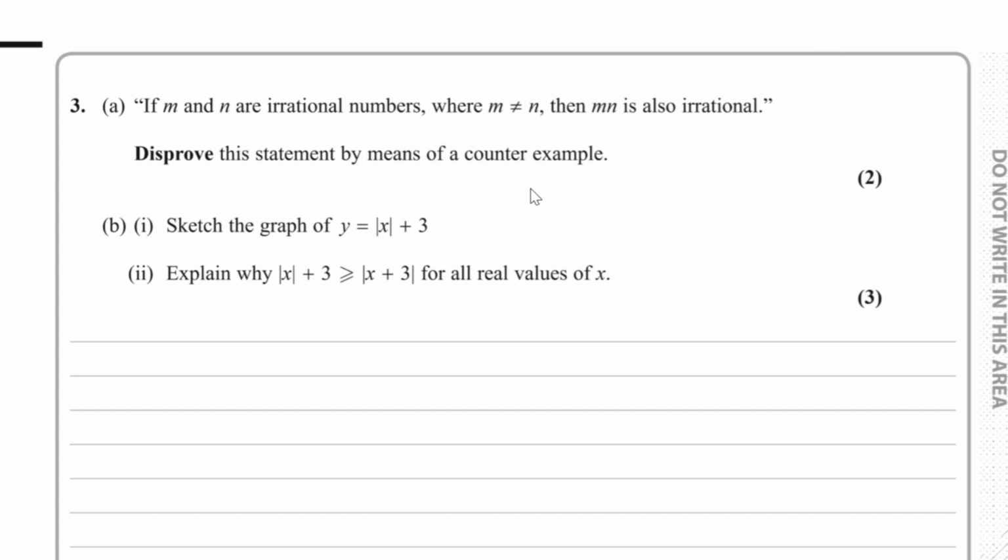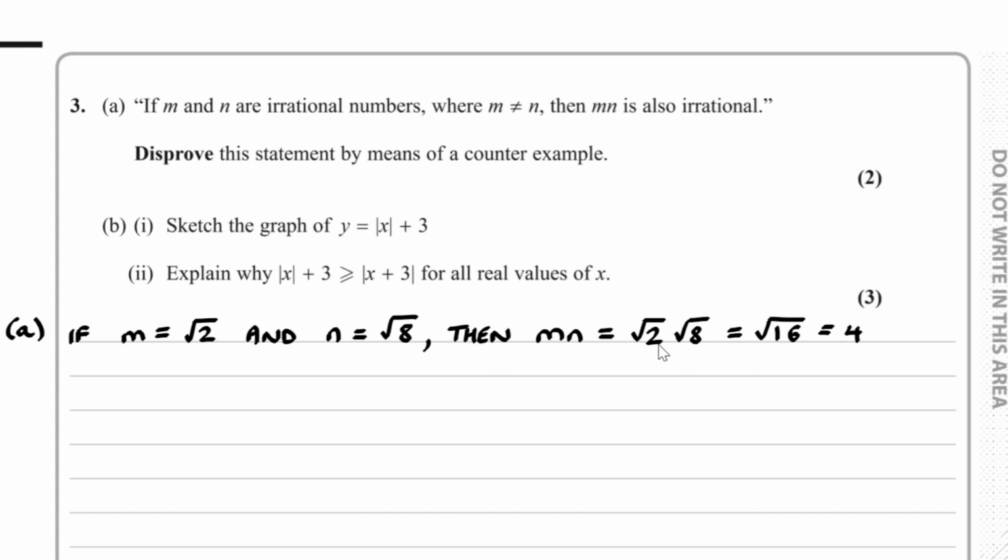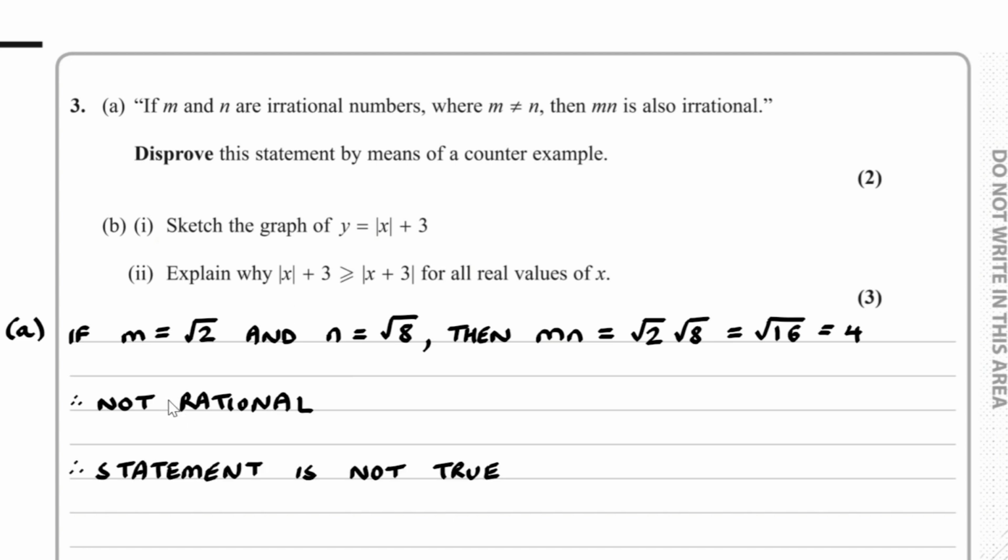Question number 3 for part A. If m and n are irrational numbers, where m doesn't equal n, then mn is also irrational. We have to disprove this statement by means of a counterexample. Well, for part A, let's suppose m is root 2 and n is root 8. These are both irrational numbers. And if I find the product, mn, that's going to equal root 2 times root 8, which is the same as root 16, which is 4. And 4 over here is not irrational, and therefore the statement is not true.